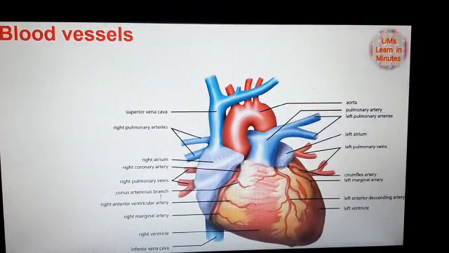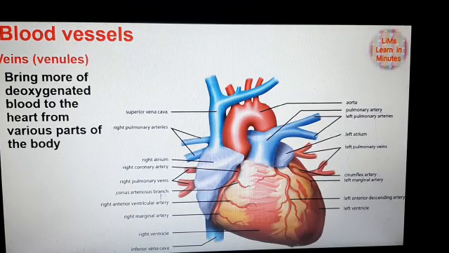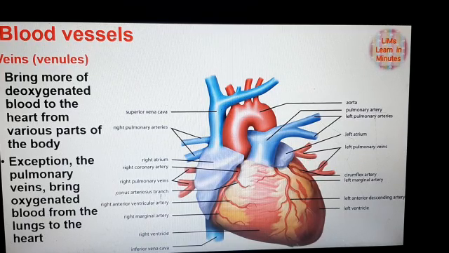Then let's see veins and venules. These veins and venules bring more deoxygenated blood to the heart from various parts of the body. The pulmonary veins, which bring oxygenated blood from the lungs to the heart, are the only exceptions.